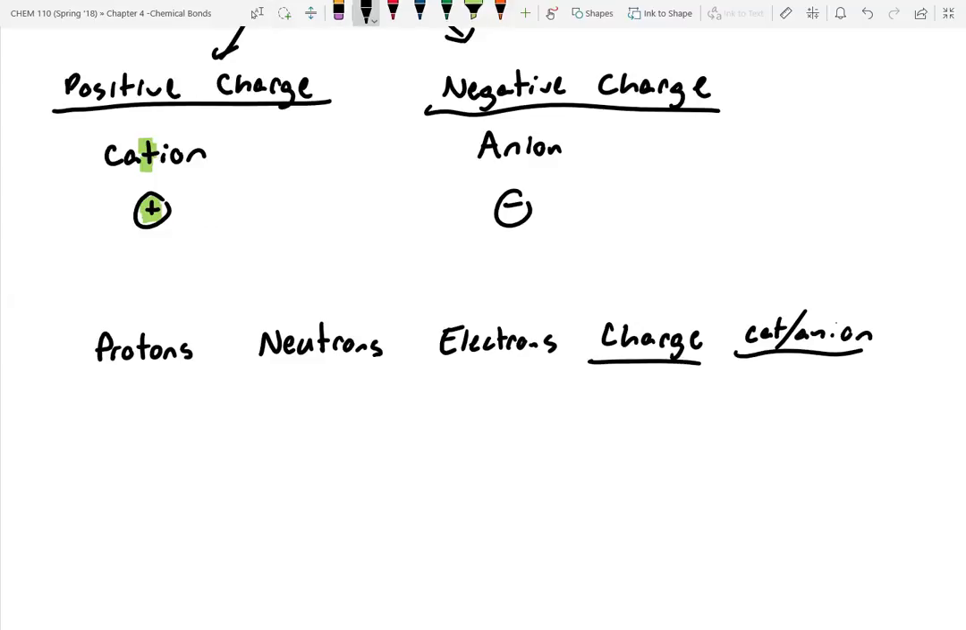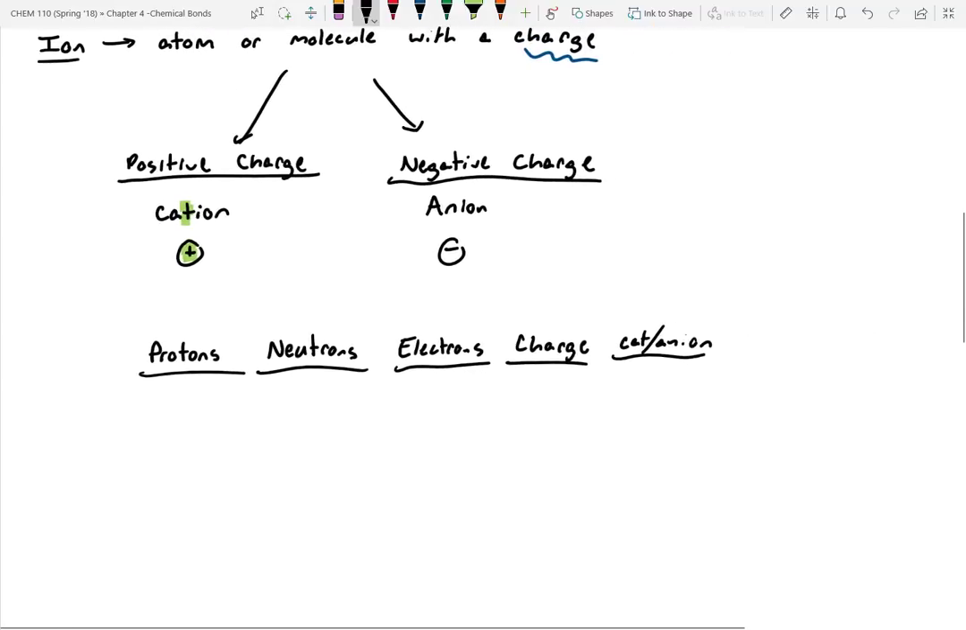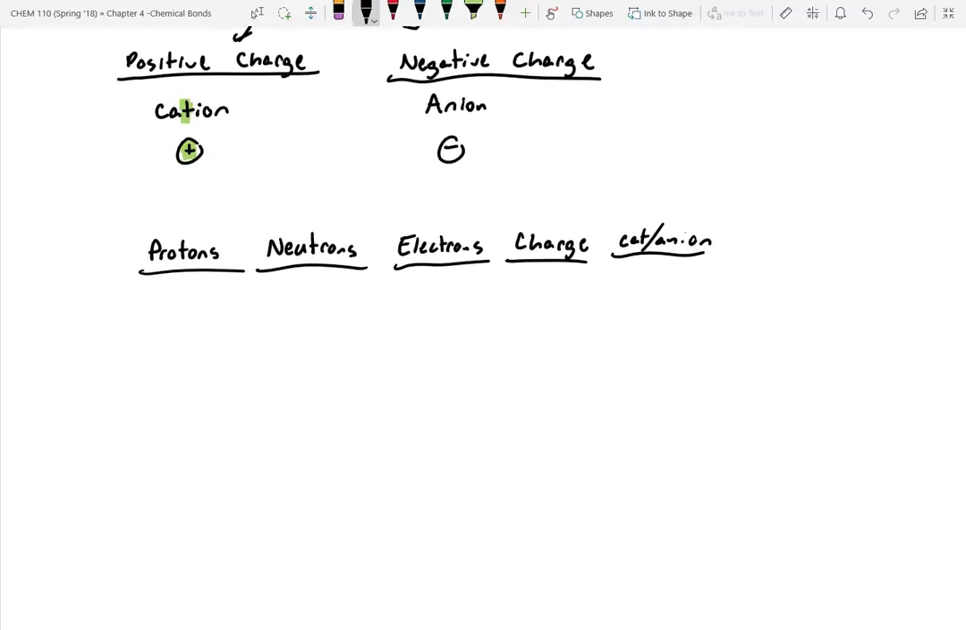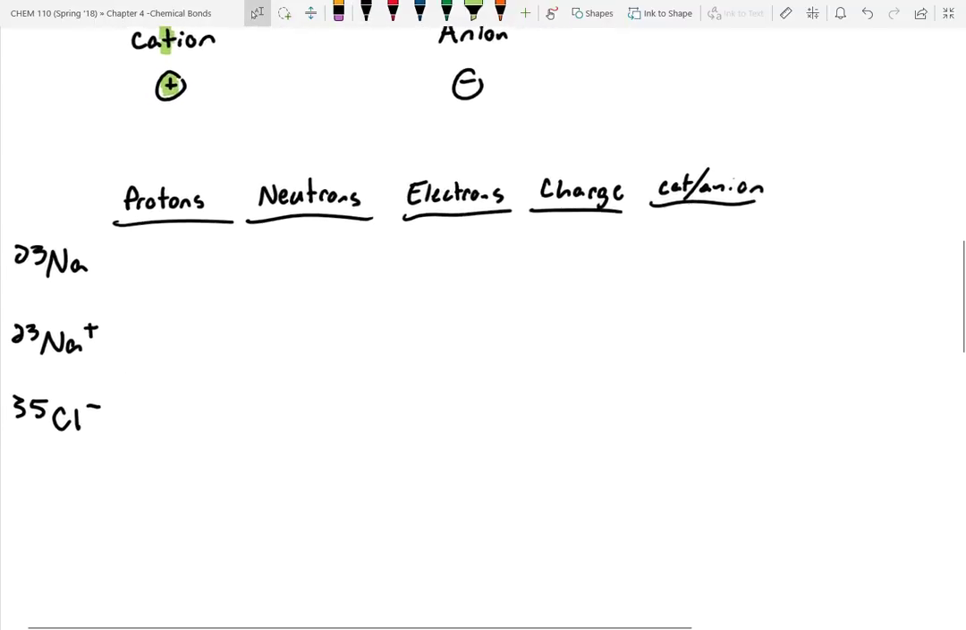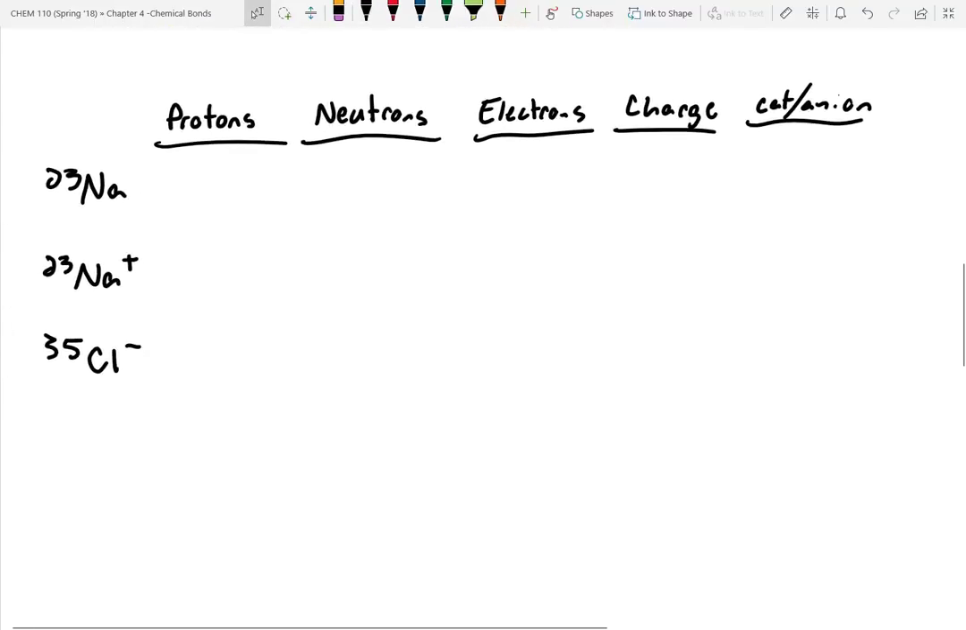We've got a bunch of columns, and then I'll give you some elements, and I want you to help me fill out this table. So the first one, I've got 23 Na. Next one, I've got 23 Na plus. And the last one, I've got 35 Cl minus. So I'll give you a minute to fill out this table. But this could be something that shows up on the next exam or the final exam.